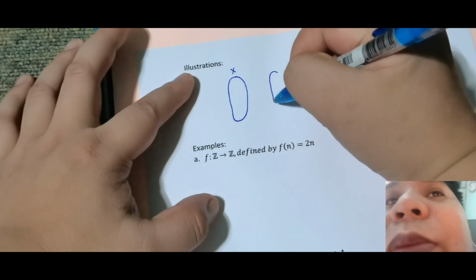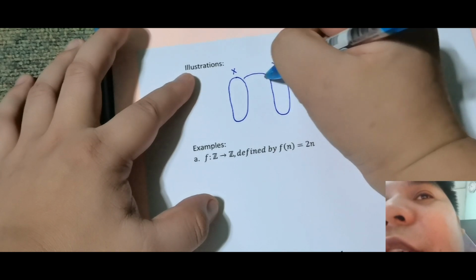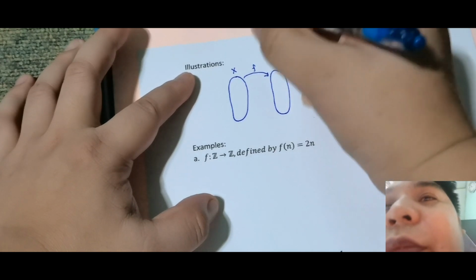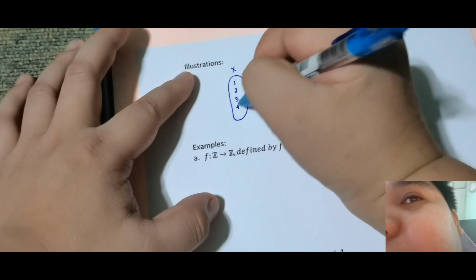Let's say ito yung ating g. Mukha na siyang mangga, sorry. Okay, so ito, ay sorry, pang y. Ito yung function f. Okay, so let's say ito yung 1, 2, 3, 4.